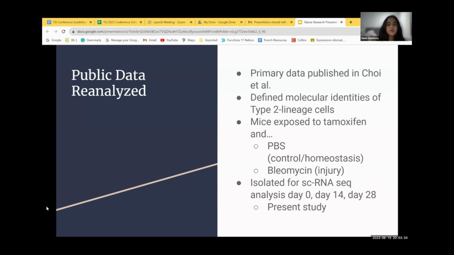The data in the primary study was taken from the mice on day 0, and then they were isolated for single-cell RNA sequencing analyses on day 14 and day 28 of sitting in organoid culture. For the purposes of the study that I did, we only used data from day 0 and day 14.